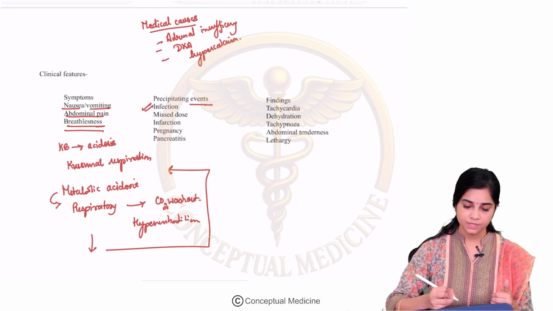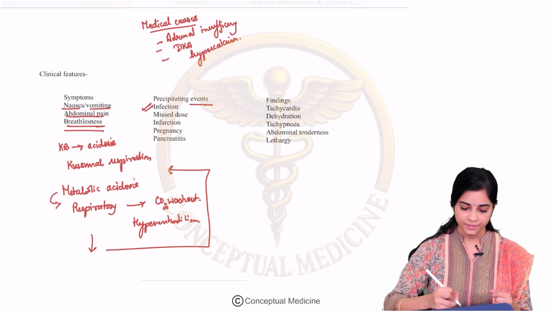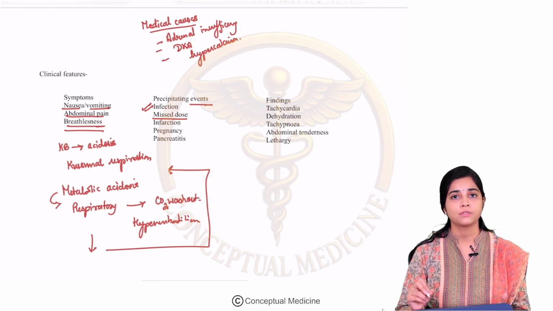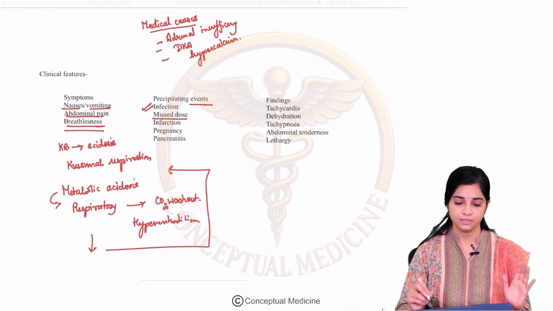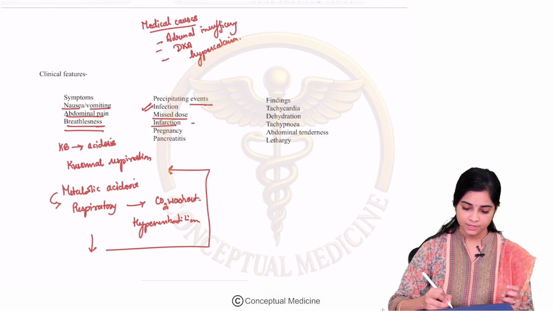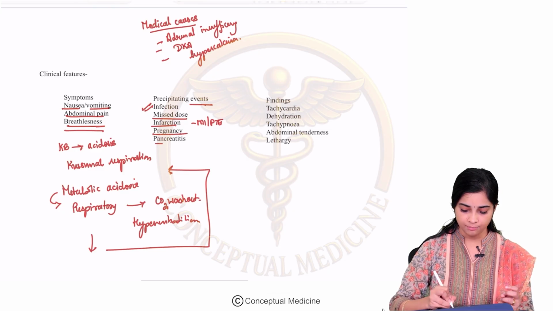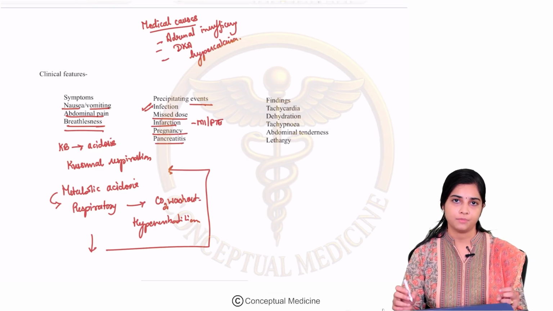It can be infections like a UTI or pneumonia. Then, in patients with type 1 diabetes on insulin, if you suddenly stop your insulin, there can be absolute insulin deficiency resulting in DKA. Infarctions like an MI or pulmonary thromboembolism, then pregnancy, pancreatitis, all of it can precipitate DKA.